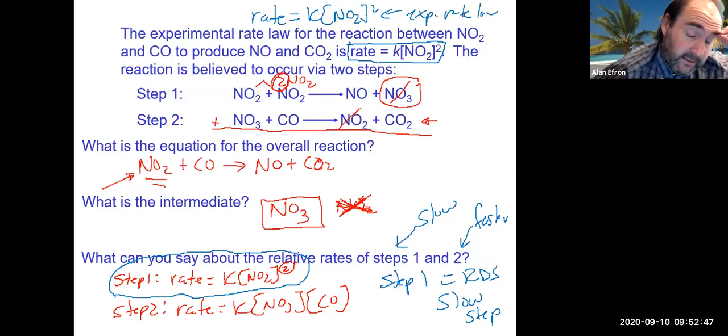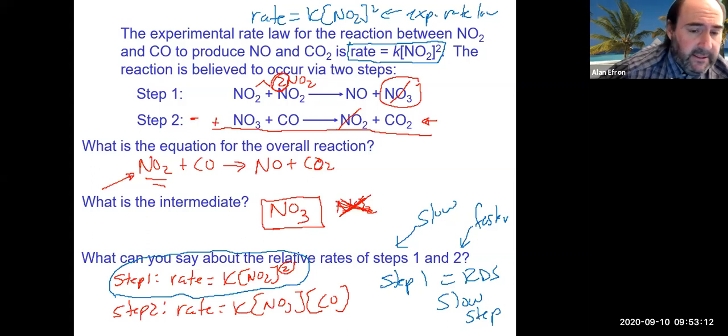We could write the two rate laws for each of these steps. And again, we could use the coefficients to write those rate laws for those elementary steps. So the coefficient here was 2 in front of the NO2, and that is how we got the rate is equal to k[NO2] squared. That's where the squared part comes from. For the second step, the rate is equal to k times [NO3] times [CO].